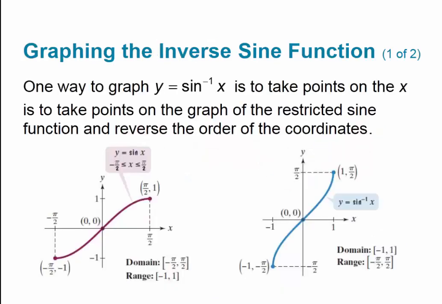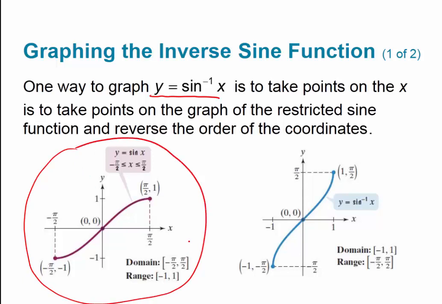Okay, let's take a look at the graph now of the inverse sine function. As discussed before, one way to get the inverse sine function is just to flip the coordinates. I take all my x coordinates and make them y coordinates, and take all my y coordinates and make them x coordinates. So here is the regular sine function, restricted to our new domain of negative pi over 2 to pi over 2, and we're going to reverse the coordinates. Flipping x and y, this over here is sine inverse, and this is the graph of that.